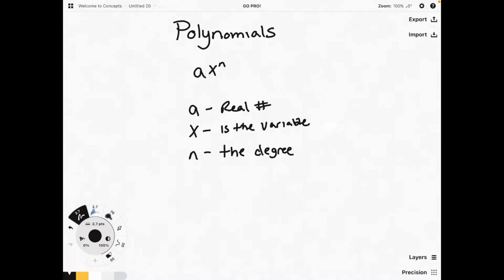Hello, today we are going to be talking about polynomials. So what is a polynomial? Well, a polynomial is the sum of any number of monomials. So then what is a monomial?